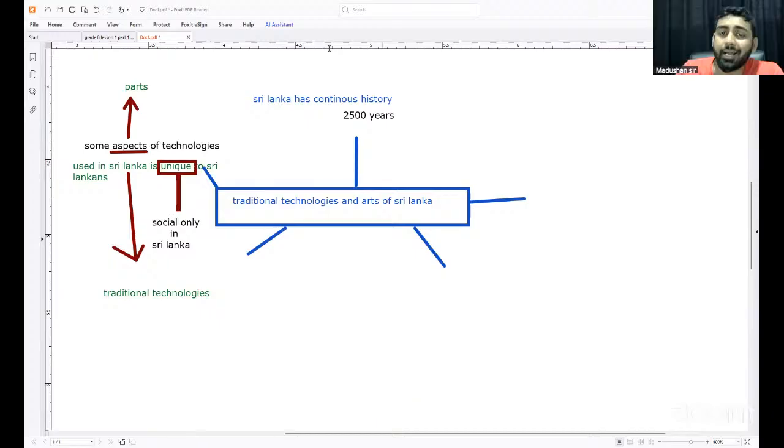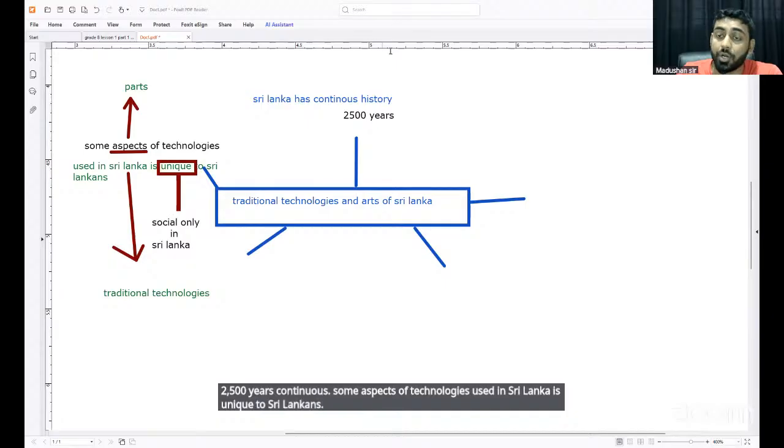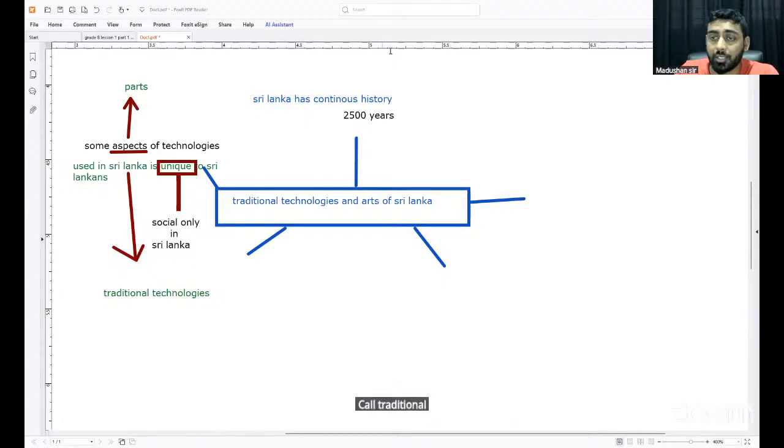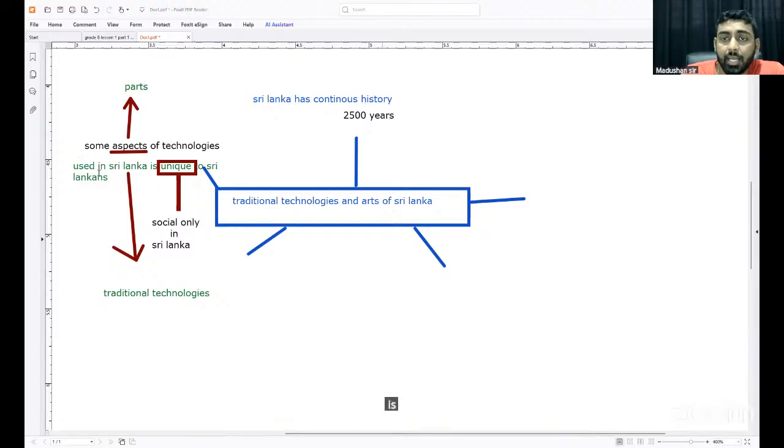Sri Lanka has a history of 2,500 years, continuous. Some aspects of technologies used in Sri Lanka that are unique to Sri Lankans are called traditional technology. Again, some aspects of technologies used in Sri Lanka are unique to Sri Lankans.